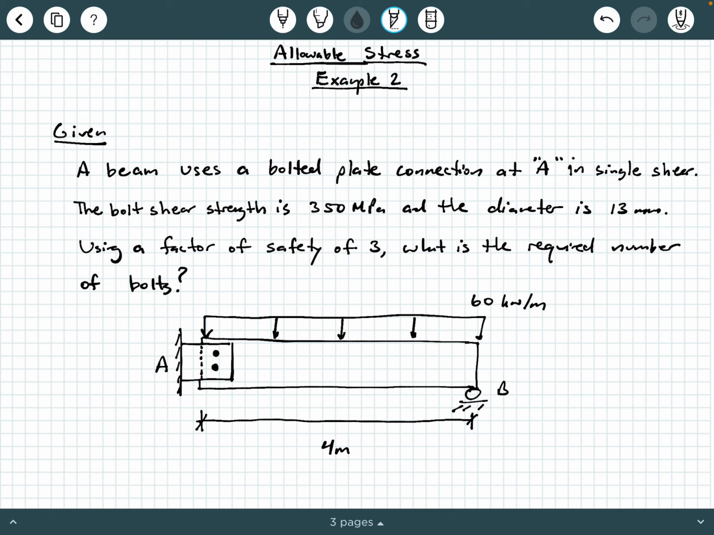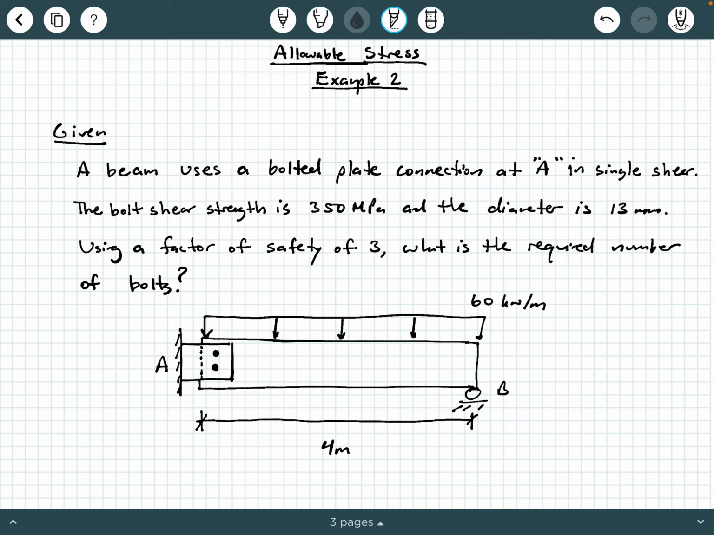The first thing I want to point out is that just because the figure shows 2 bolts here does not mean that the answer is 2. That's just for illustrative purposes. We're actually trying to calculate the number of required bolts. Again, the figure shows 2, but it's really going to be a different number than that, and that's what we're going to figure out.